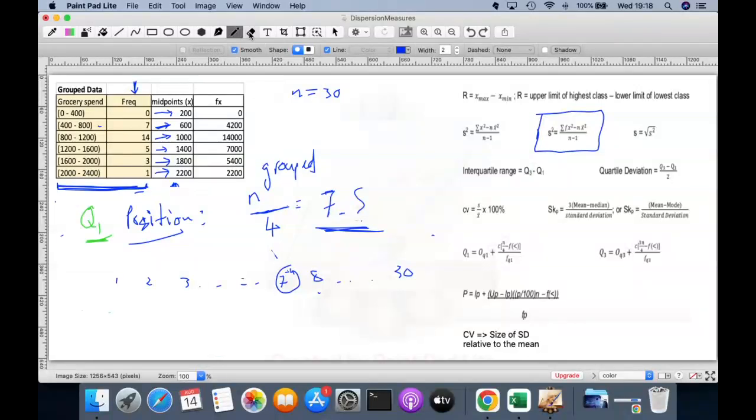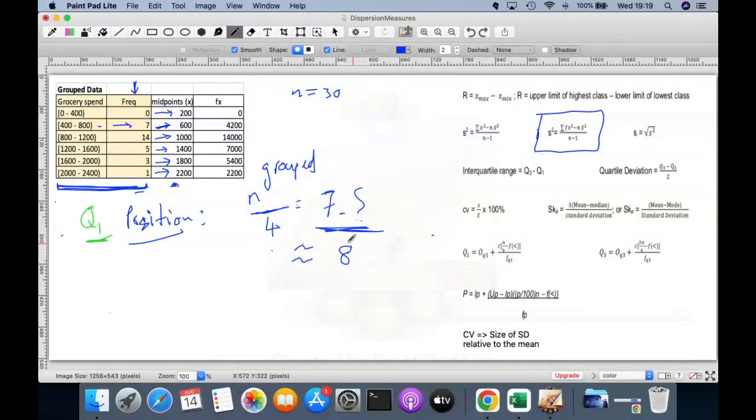But unfortunately, this is group data. We don't know the exact numbers, because all we have in this table is the bracket people spend in, not the exact values. For instance, in the second row, seven people spend between 400 and 800, but we don't know exactly what they spend. The best we can do is this: the position is 7.5, so we round it up. We always round up. We'll make it 8.